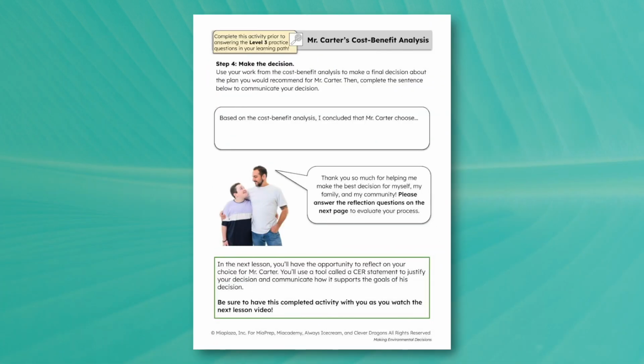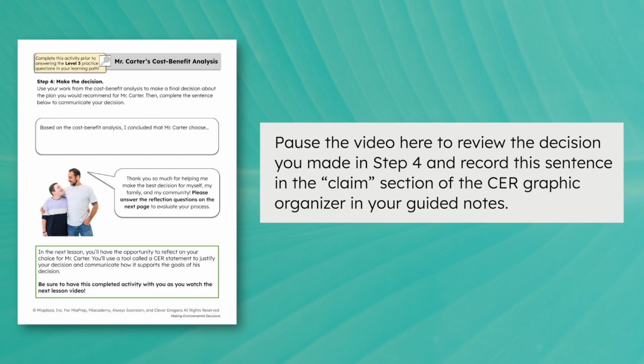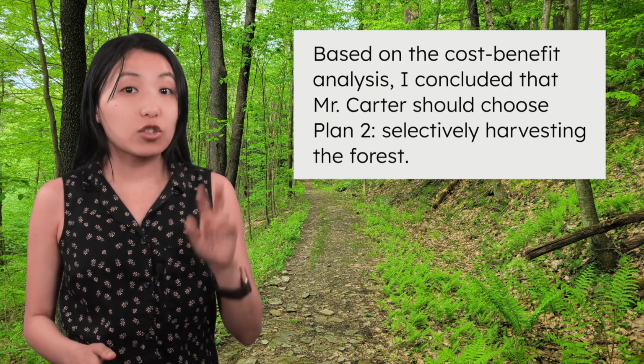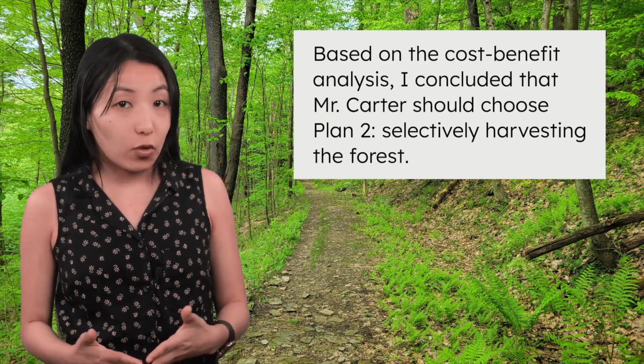Take a moment to review your cost-benefit analysis from the previous lesson. Pause the video here to review the decision you made in step 4, and record this sentence in the Claims section of the CER graphic organizer in your guided notes. Did you record your decision? Based on the cost-benefit analysis, I concluded that Mr. Carter should choose Plan 2, selectively harvesting the forest. This claim is straightforward. It's my decision in one clear sentence.